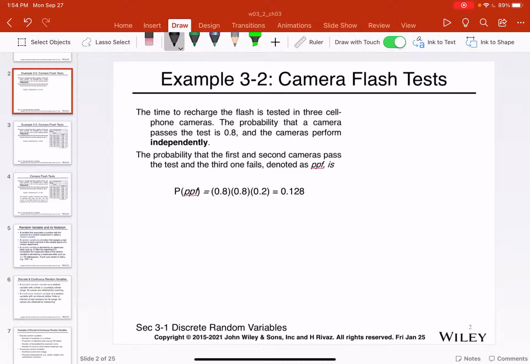So assume that we have some camera flashes that we are testing. The time to recharge the flash is tested in 3 cell phone cameras, right? The probability that a camera passes the test is 80%, right? So there's an 80% chance that we pass the test. And we assume that the cameras are independent from each other, right?